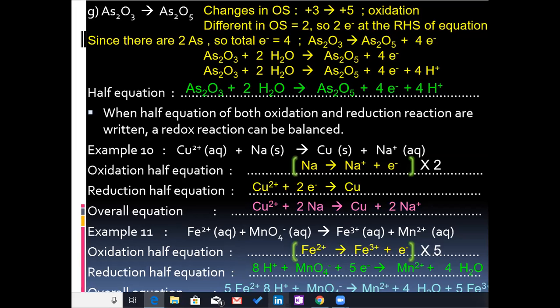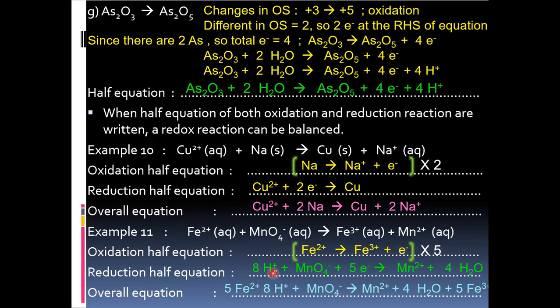Having said that, it is now clear to us why we have 8H plus, MnO4 minus, plus 5e minus, to give us Mn2 plus and 4H2O. That is why we have this equation.